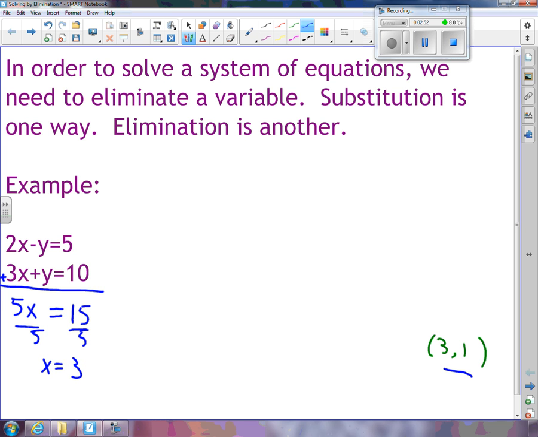Now I need to take this x equals 3 and plug it into either equation to figure out what the y should be. It doesn't matter which equation you use, so let's use the top equation. If I plug x equals 3 into the top equation, I get 6 minus y equals 5. Well, 6 minus 1 is 5. So both ways I do the problem, I get the same answer.